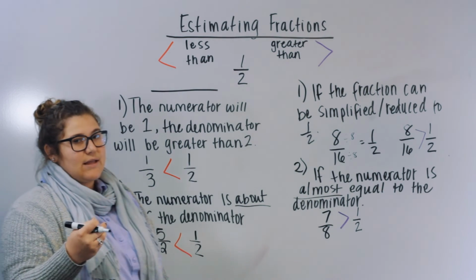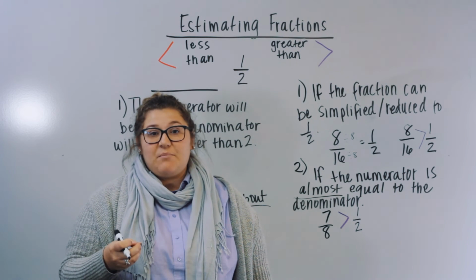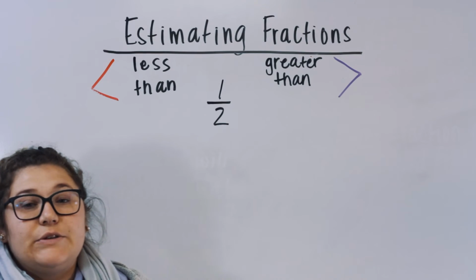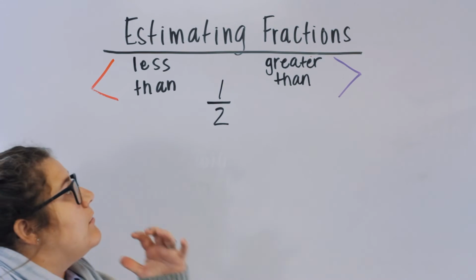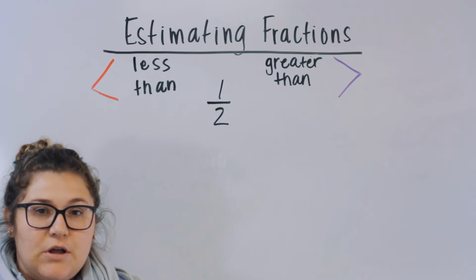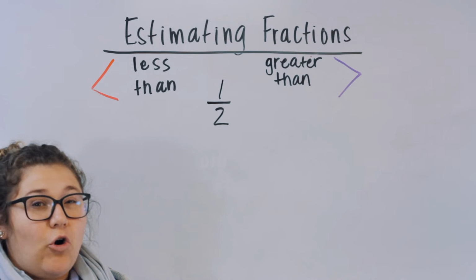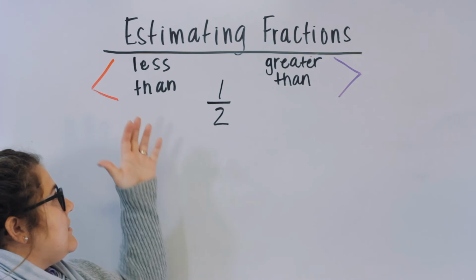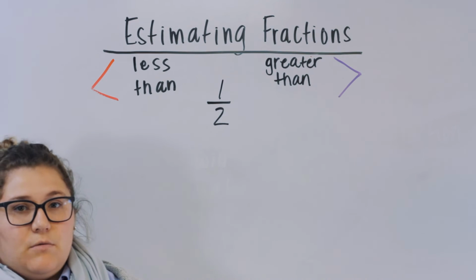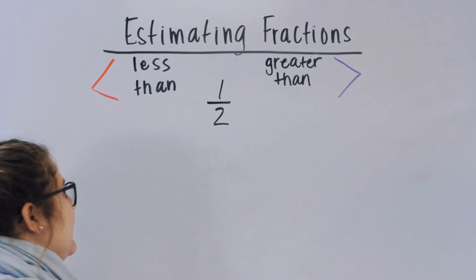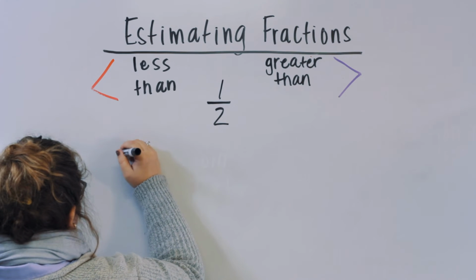Okay? So now what we're going to do is we're going to look at these rules. We're going to process them. And then we're going to do some examples. Okay? All right. So now we're going to look at a few examples to practice our estimating fractions. Okay? During this whole practice, we're only estimating if the number is less than or greater than half. That's the only thing that we're working with.